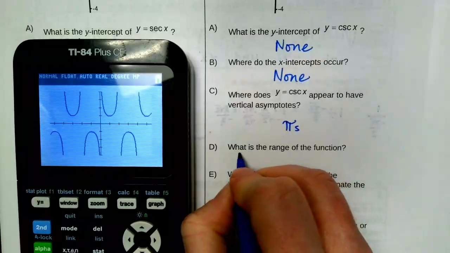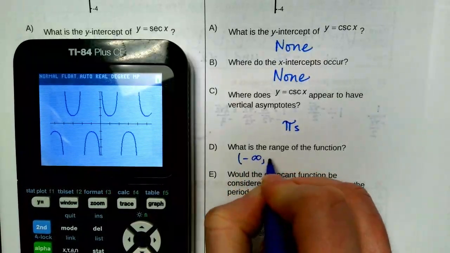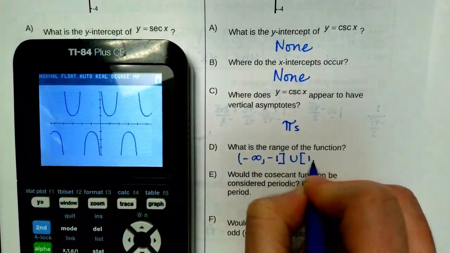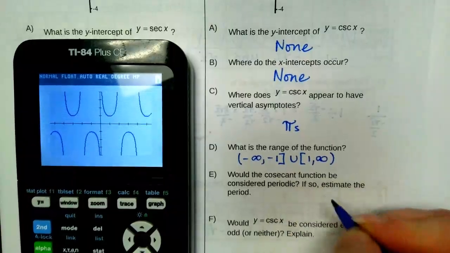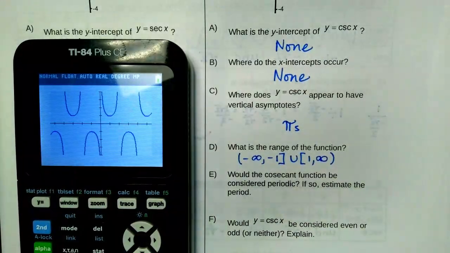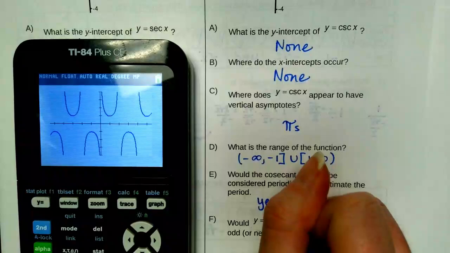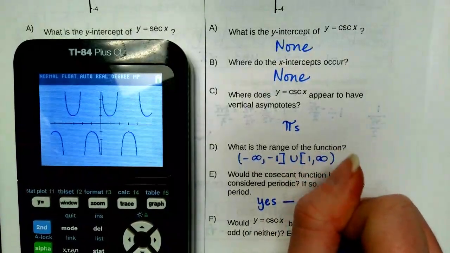The range, again, it's the same range. It goes from negative infinity to negative 1 in union with 1 to infinity. And it does touch at 1, so that's why it's a bracket. It is periodic. 2 pi. And it is odd.